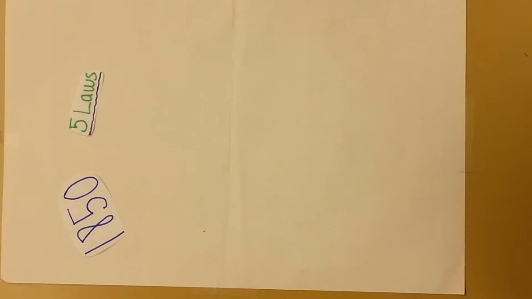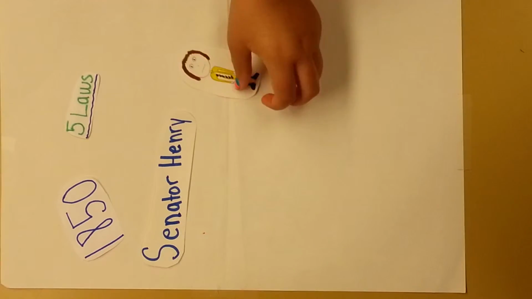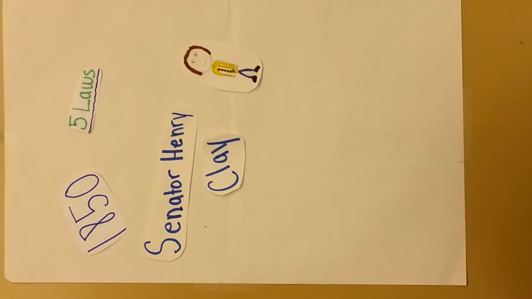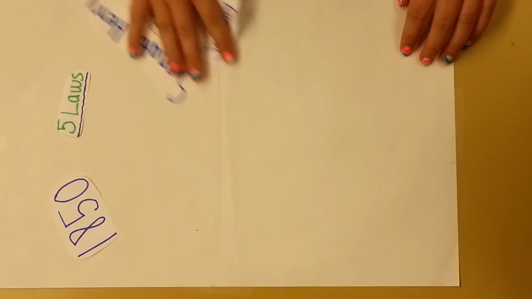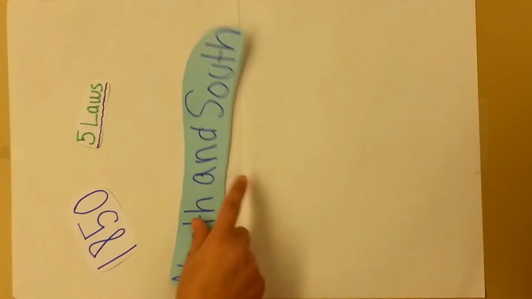The Compromise of 1850 is of 5 laws that were passed in September of 1850. They dealt with slavery. In 1850, California enters the Union as a free state. Senator Henry Clay introduced a series of resolutions on January 29, 1850. They were introduced in order to seek a compromise to avert a crisis between the North and the South. They consisted of 5 laws.